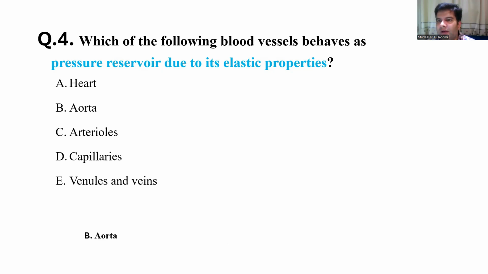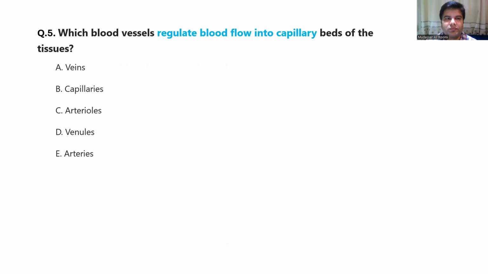behaves as a pressure reservoir, which means that it absorbs the pressure which is generated by the pumping force of the left ventricle, so it does not allow the systolic pressure to go up to very high value, and this is because of its elastic properties. This is why aorta is also called as an elastic vessel, or this is pressure reservoir.